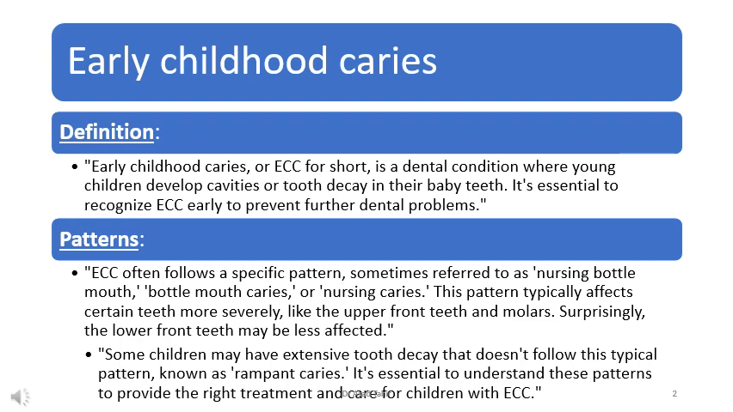Patterns. ECC often follows a specific pattern, sometimes referred to as nursing bottle mouth caries, or nursing caries. This pattern typically affects certain teeth more severely, like the upper front teeth and molars. Surprisingly, the lower front teeth may be less affected. Some children may have extensive tooth decay that doesn't follow this typical pattern, known as rampant caries. It's essential to understand these patterns to provide the right treatment and care for children with ECC.